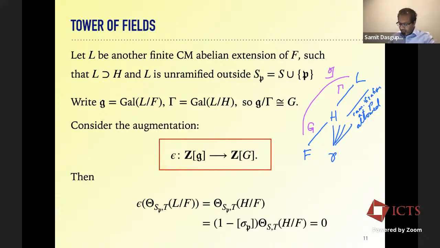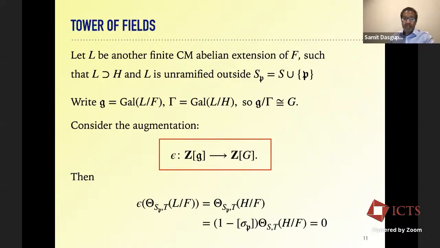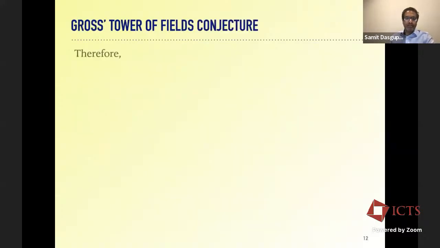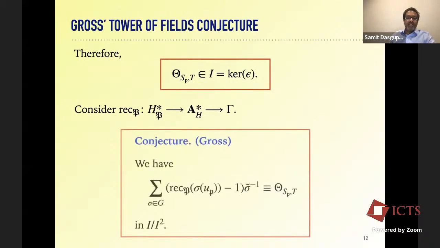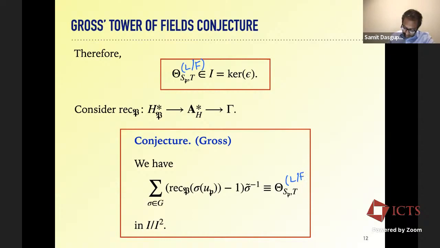So this is all just the setup for Gross's conjecture. Now I can state Gross's conjecture. I have this theta S_P,T of L over F; I've suppressed that, as I start suppressing things as soon as I'm able. It should probably be more explicit here. This is now in the kernel of the relative augmentation map, and I call that kernel I.